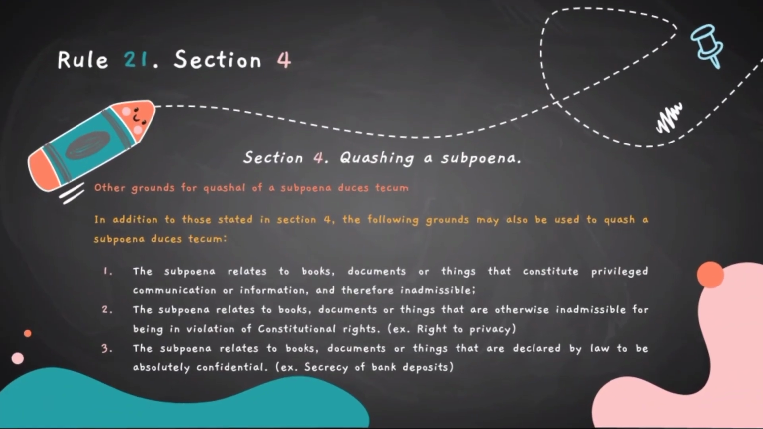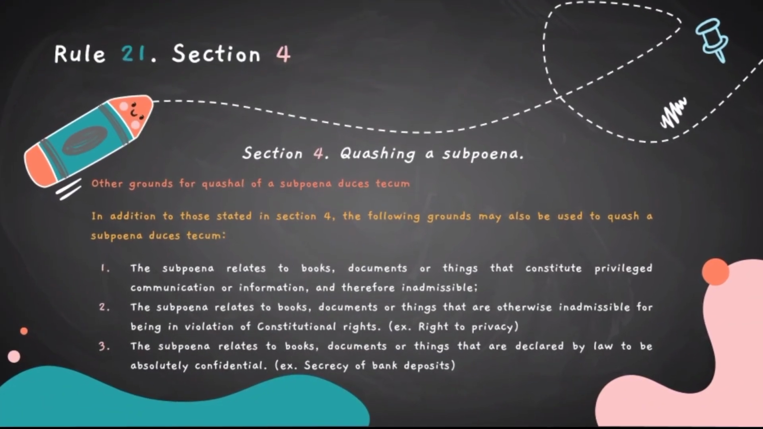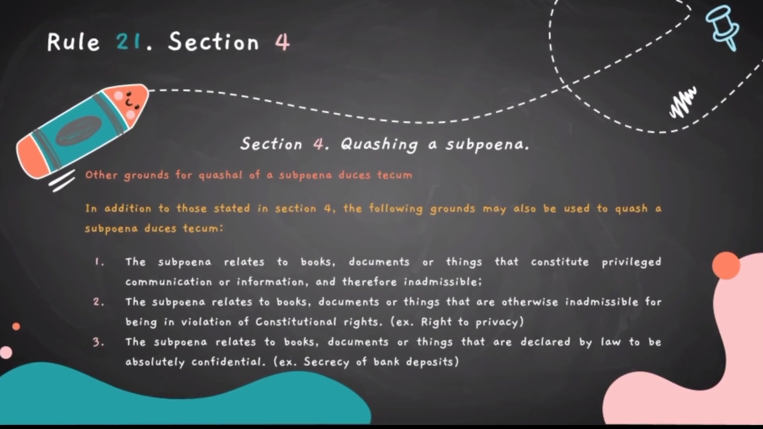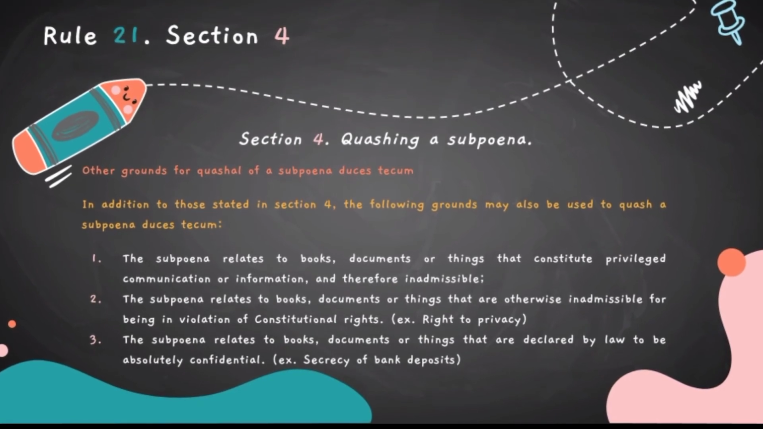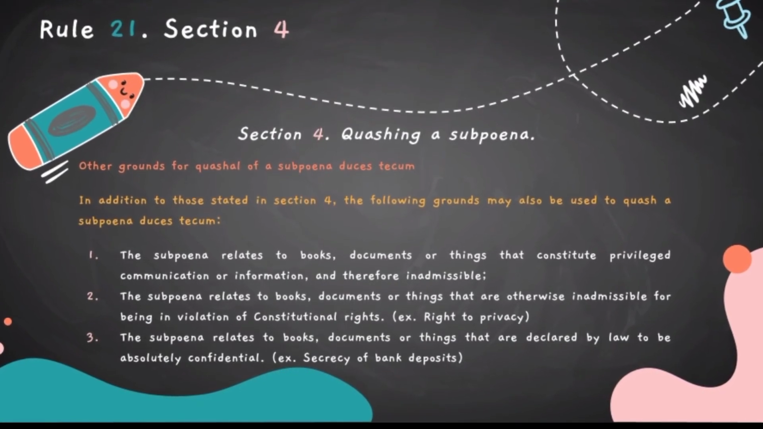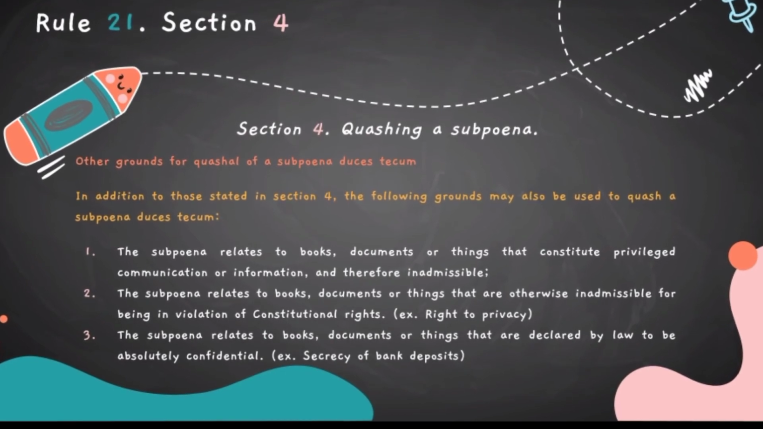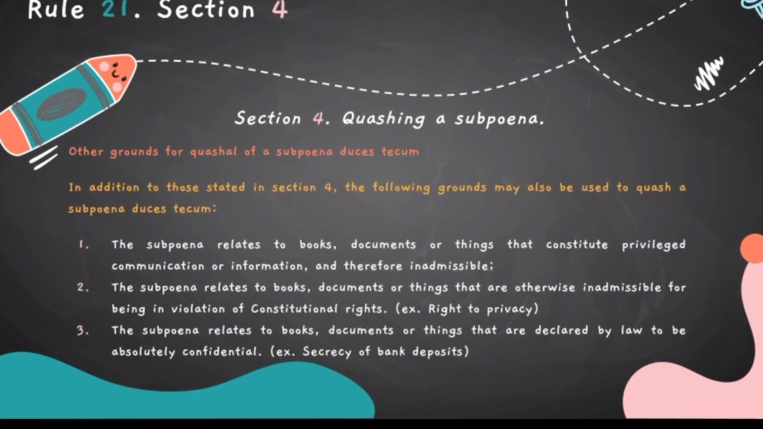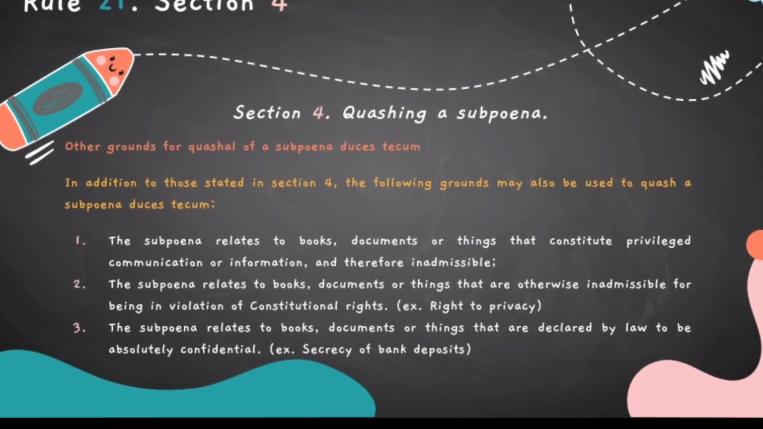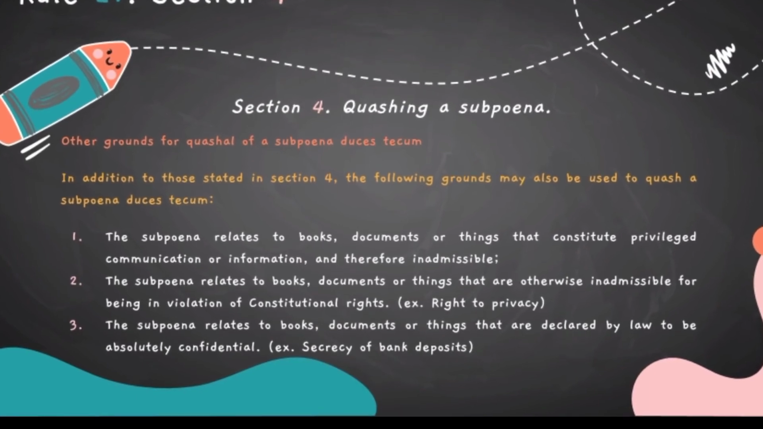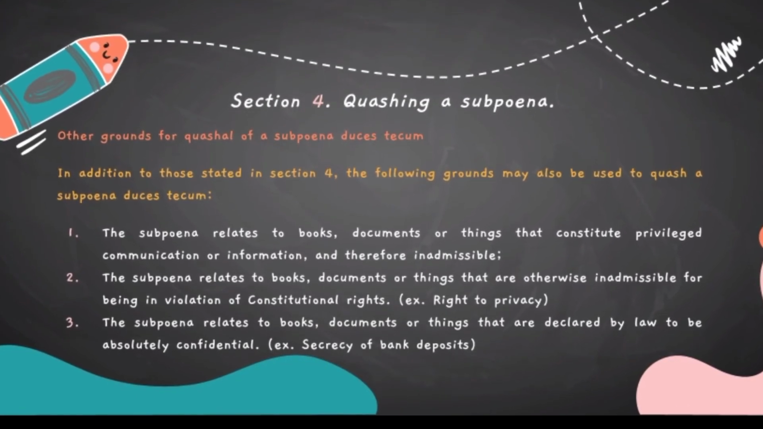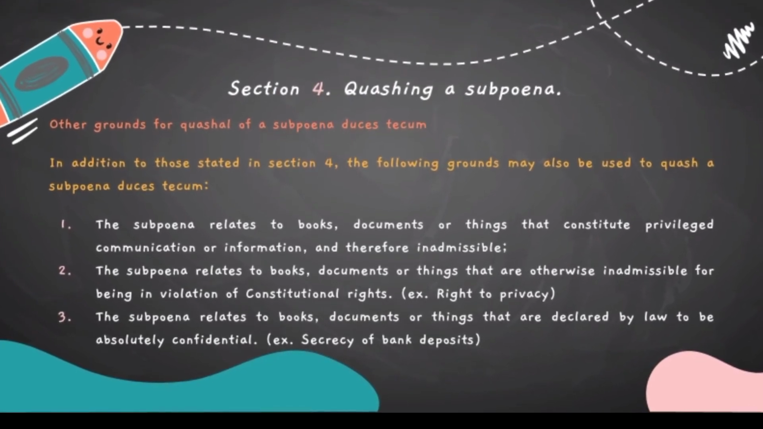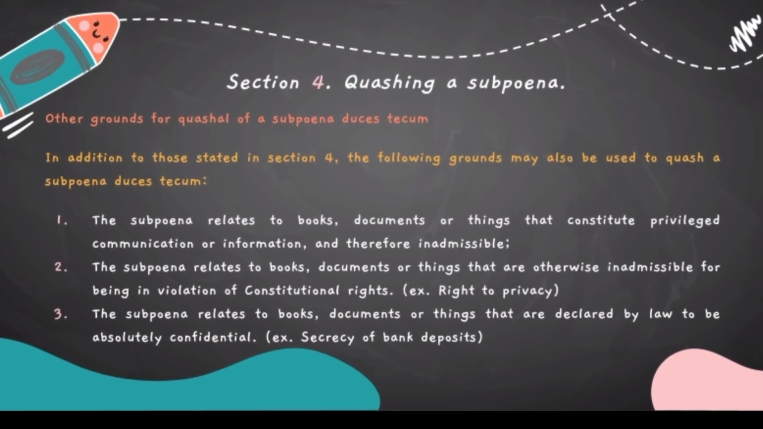Other grounds for quashal of a subpoena duces tecum. In addition to those stated in Section 4, the following grounds may also be used to quash a subpoena duces tecum. 1. The subpoena relates to books, documents or things that constitute privileged communication or information, and therefore inadmissible. 2. The subpoena relates to books, documents or things that are otherwise inadmissible for being in violation of constitutional rights. Example. Right to privacy. 3. The subpoena relates to books, documents or things that are declared by law to be absolutely confidential. Example. Secrecy of bank deposits.